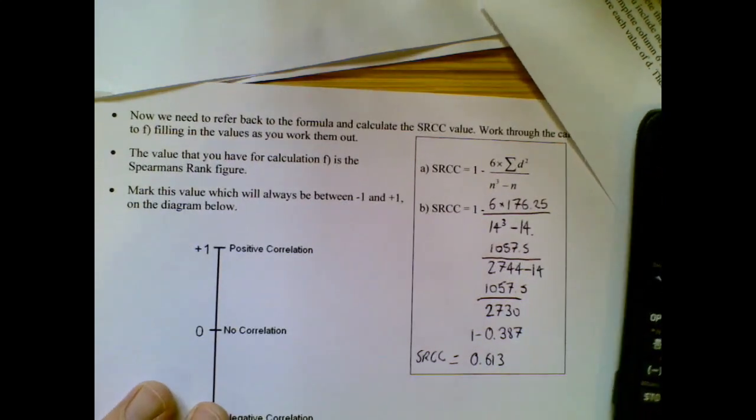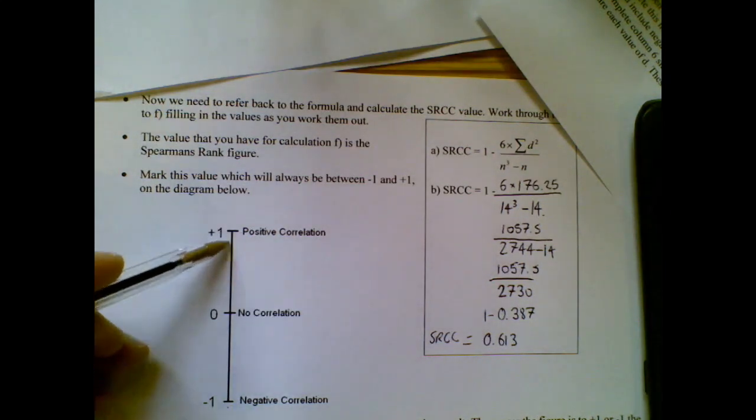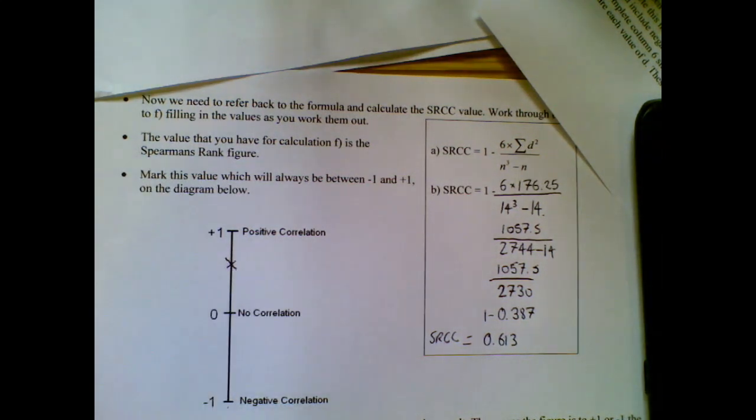If I plot it on this number line, if it was minus 1, it would be a negative correlation. If it was +1, it would be a pure positive correlation. I'm about here. So that tells me there's a positive correlation between wind speed and wave height. So the bigger the wind speed, the higher the waves. But is it statistically significant?